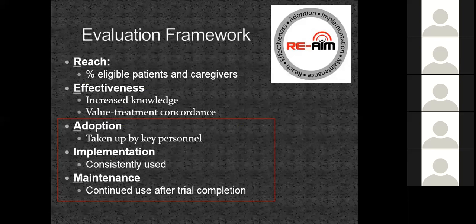Even in something like an LVAD where they're sitting in an ICU, there's still patients that come in, they're like, yeah, maybe I want it, maybe I don't. And when they become the eligible population is actually really complicated. For effectiveness, we looked at knowledge and value concordance. Adoption: did the sites take it up, and did the people at the sites take it up? Implementation is how did they use it? Was it consistently used? We measured this both quantitatively and qualitatively. And maintenance: did they continue to use it after the trial? We measured this quantitatively and qualitatively as well.